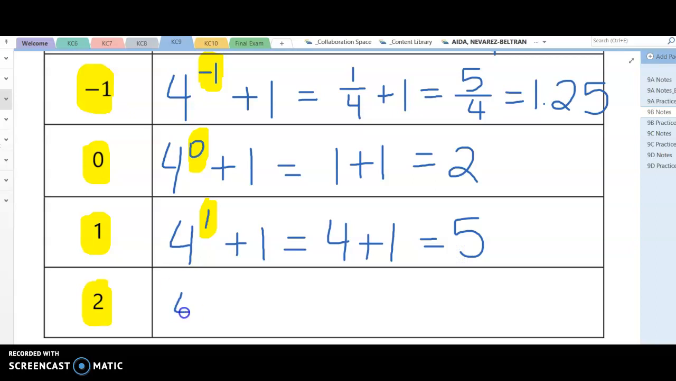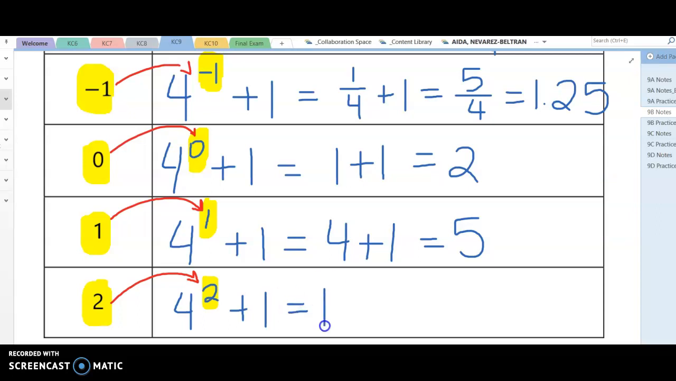And now we're doing 4 to the second power plus 1. So just taking the number that you have for x and making it your exponent. That's all we're doing for all of these. So 4 to the second power, that's doing 4 times 4, which is 16. Not 4 times 2, that would get you 8. You're doing 4 times itself, so 4 times 4. And then add the 1, which gets you 17.